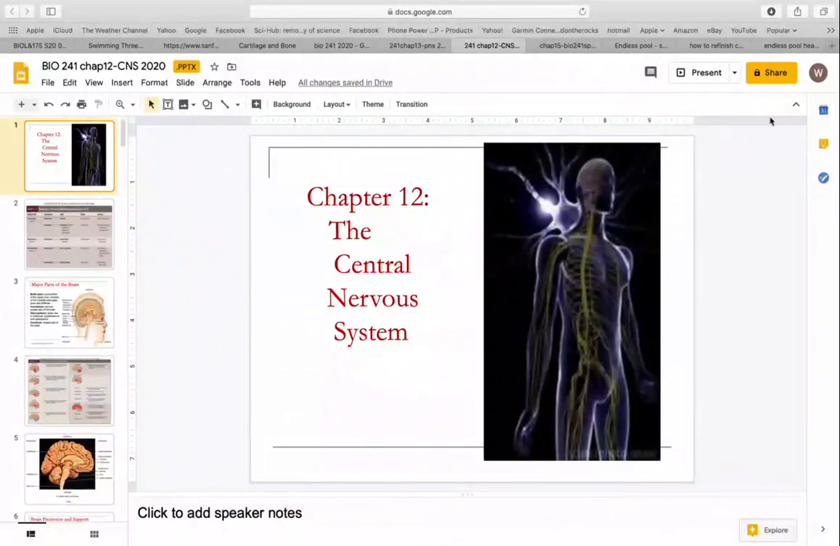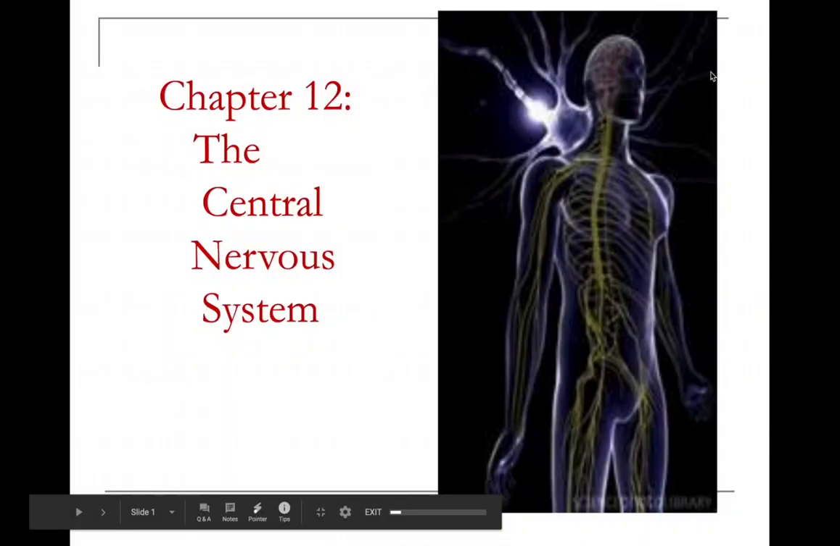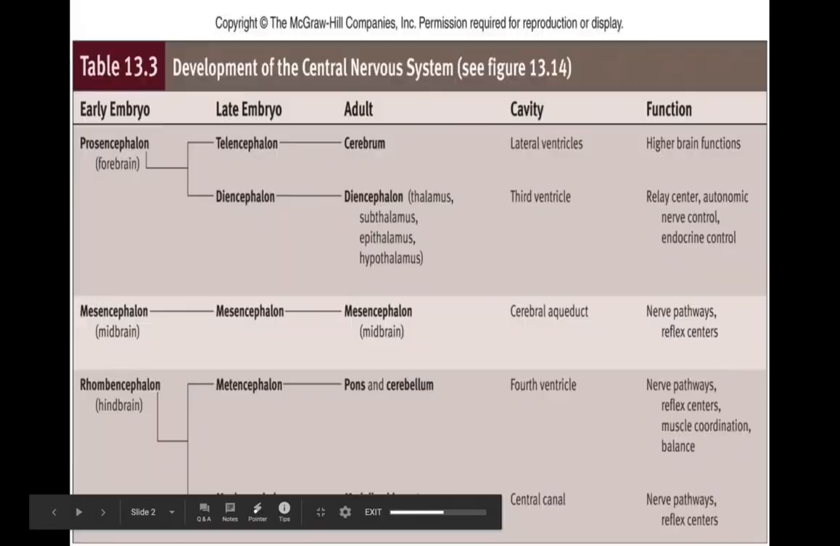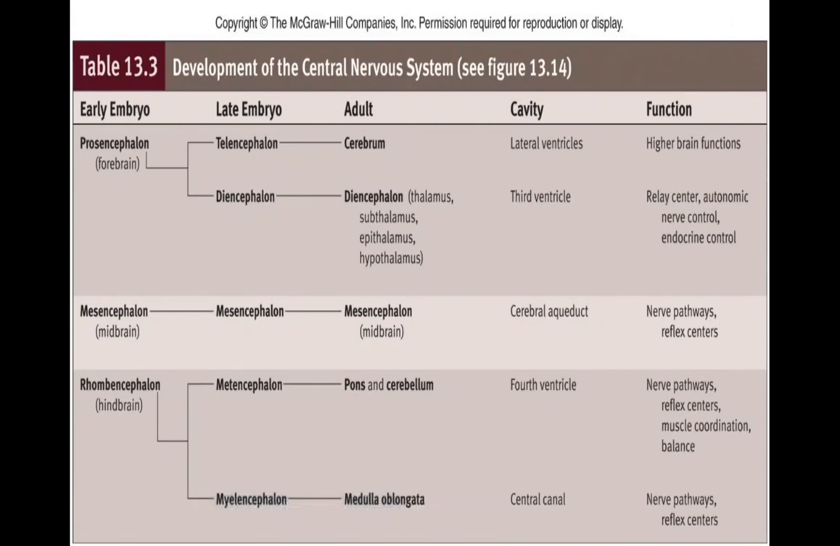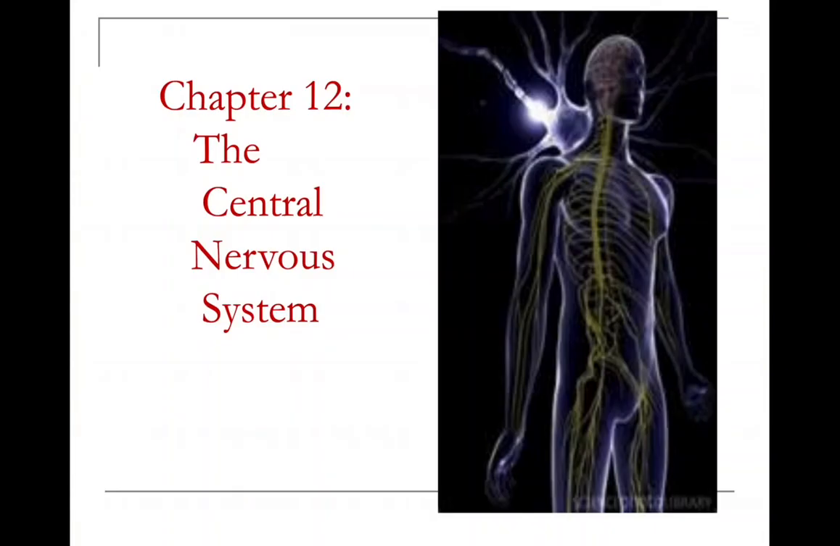Today we're going to look at the central nervous system. So remember, your central nervous system is going to include structures that are encased in bone. So it will be the brain and the spinal cord.